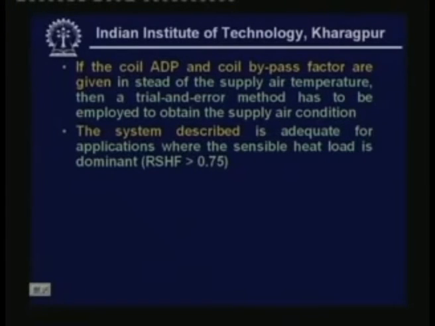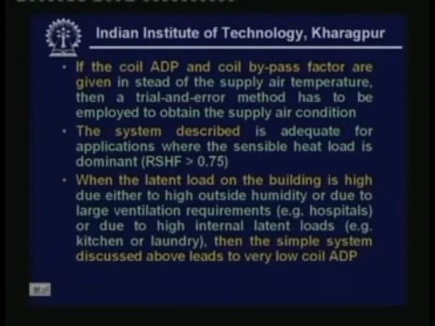The system described so far is adequate for applications where the sensible heat load is dominant, that means your room sensible heat factor is greater than about 0.75. When the latent load on the building is high, due either to high outside humidity or to large ventilation requirements, for example in hospitals, or due to high internal latent heat loads, for example when your conditioned space consists of a kitchen or a laundry, then the simple system discussed above leads to very low coil ADP.